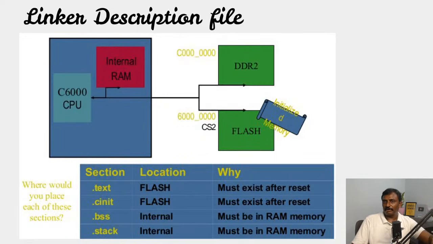Even when you power off, the program should be there on the flash memory. DDR2 is volatile memory, so data memory. The .text, you have to store it on flash memory. .cinit, you have to store it on flash memory. .bss and .stack have to be stored on DDR2 or any RAM, random access memory, which is volatile.